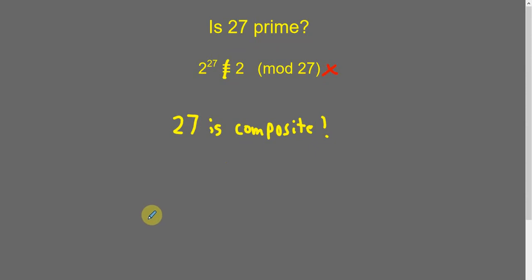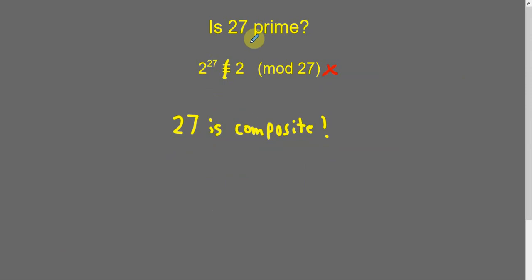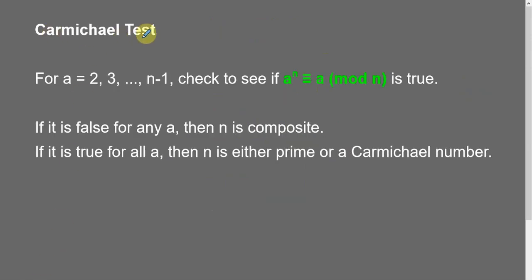Okay. So you've seen one case where it passed, and we went all the way to the end, to n-1, and it passed them all, 7. And we were able to say that it was prime or a Carmichael composite number. And here was one that was composite, and it's because it failed one of the tests, and we were lucky it failed the very first one, so we didn't have to go any further. So we're going to call this the Carmichael test.